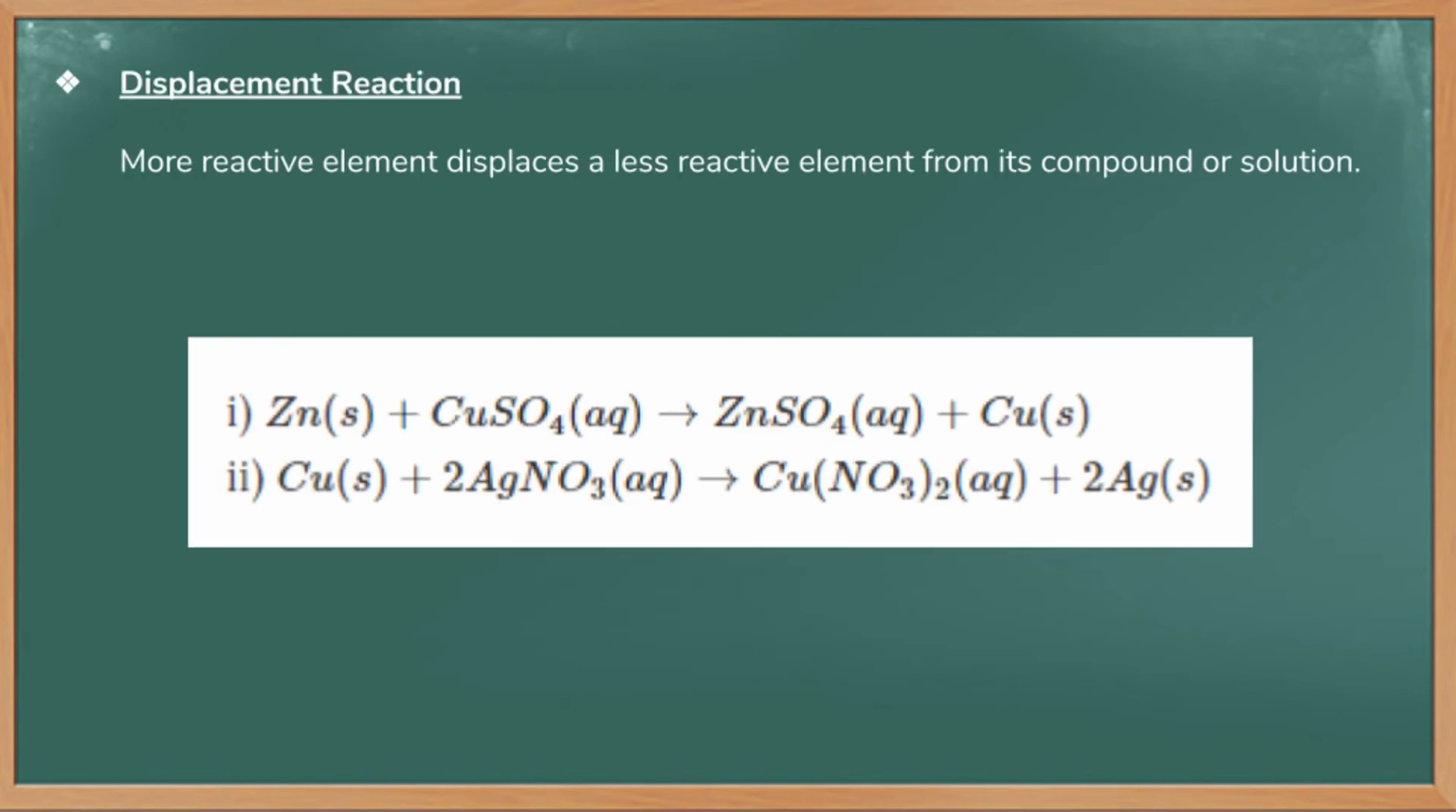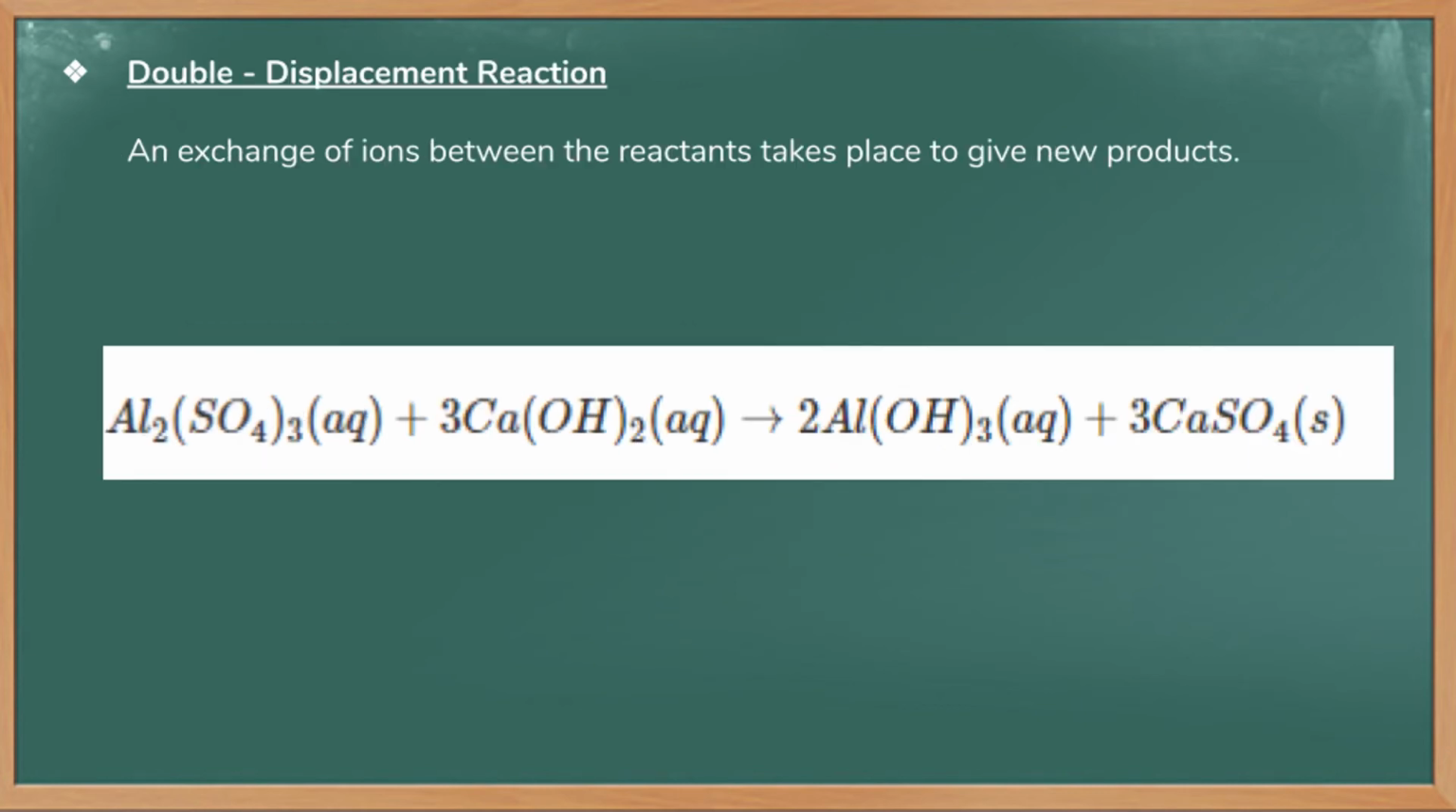Displacement reaction is a reaction in which a more reactive element displaces a less reactive element from its compound or solution. In the given example, zinc being more reactive displaces sulfate ion from less reactive copper. Copper being more reactive displaces silver from its salt. Double displacement reaction is a reaction in which an exchange of ions between the reactants takes place to give new products. Example is shown in the slide.